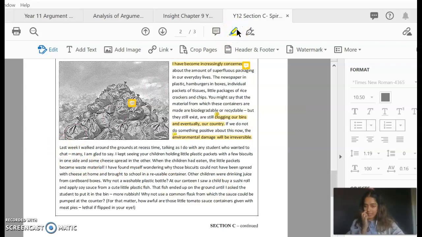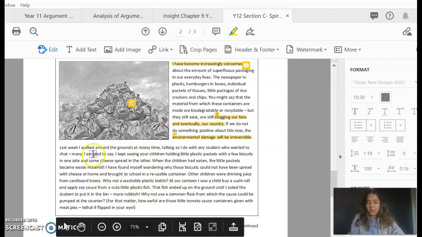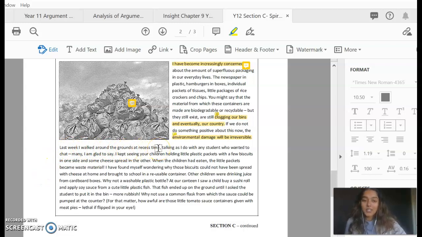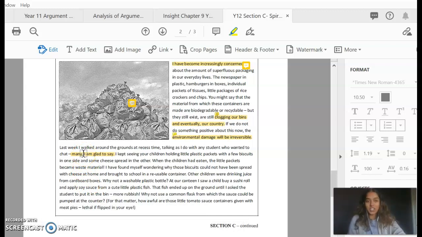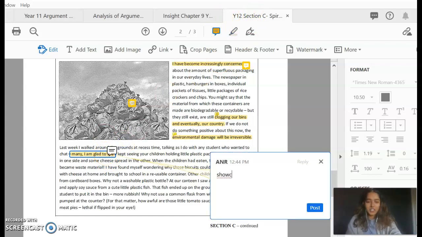Okay, let's keep going. I'm definitely going to run out of time, so hopefully I finish this page in the next couple of minutes. Last week I walked around the grounds at recess time, talking as I do to any student who wanted to chat. Many, I am glad to say. So she's telling us, and she's making a point to tell us, that she's quite popular with the kids, that kids want to chat to her. So her intent here is she's showcasing her popularity and how she is in touch with students.